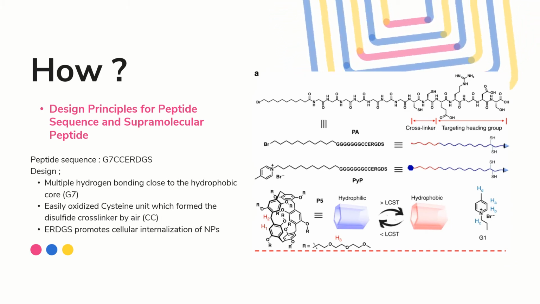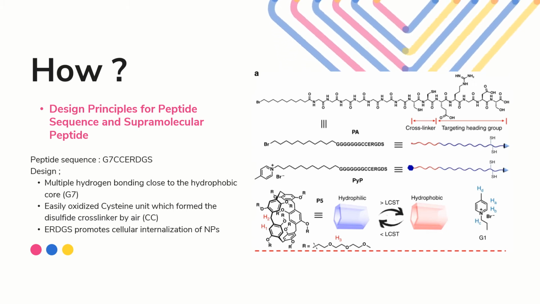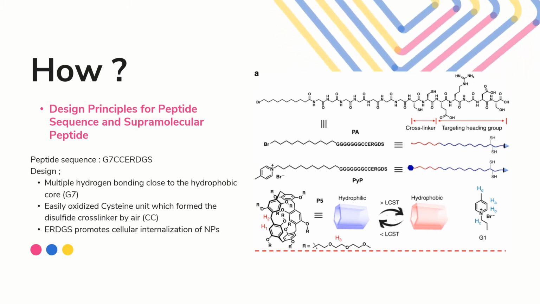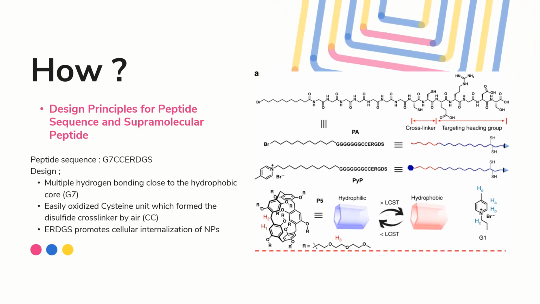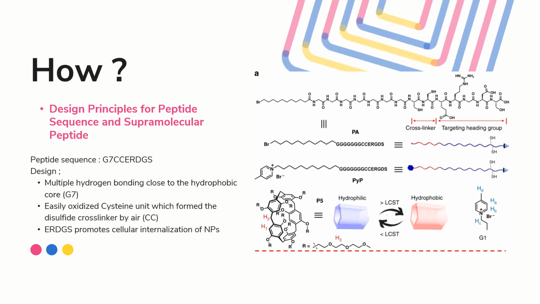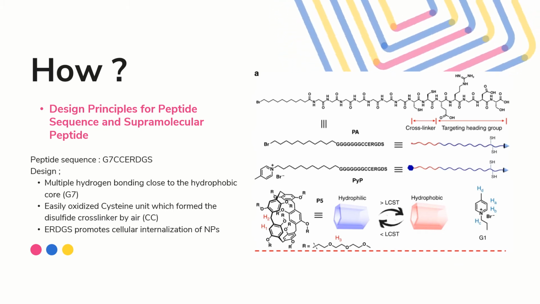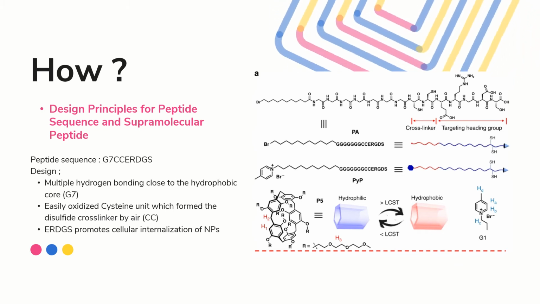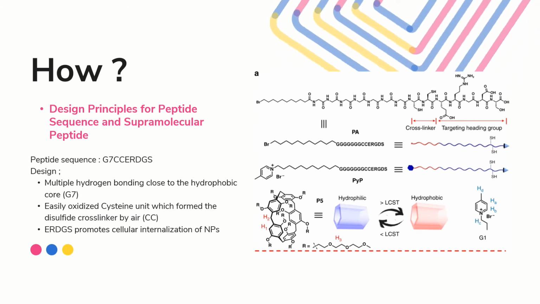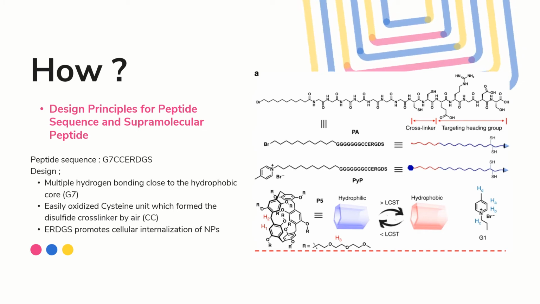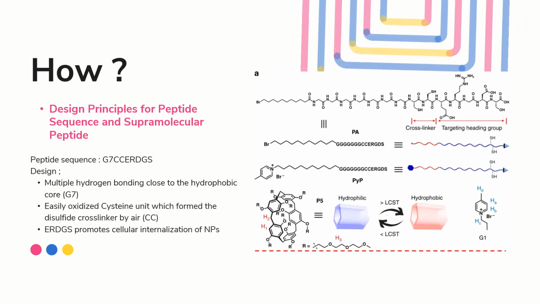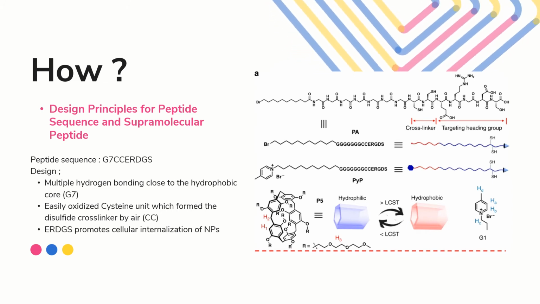Now, from the figure, we can see that at the end terminal of the peptide sequence, it has a bromoalkyl group. This bromoalkyl group acts as the hydrophobic component during the self-assembly process. And the most important part is that this bromine atom can easily be substituted with 4-methylpyridine to generate a cationic guest in the form of pillar[5]arene or P5.